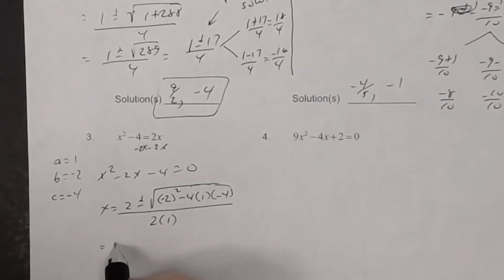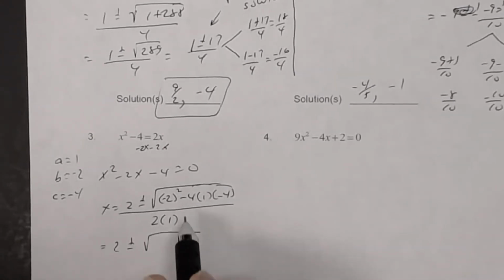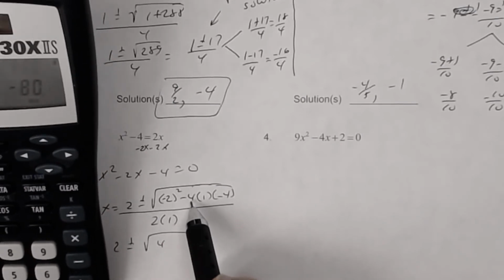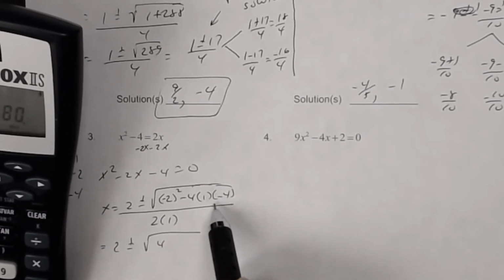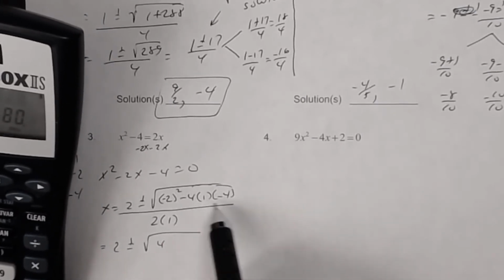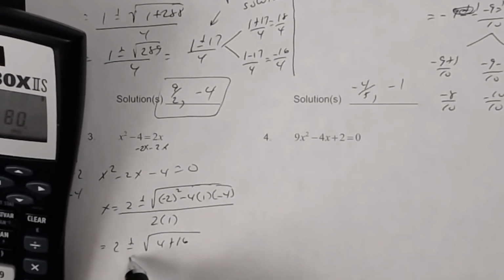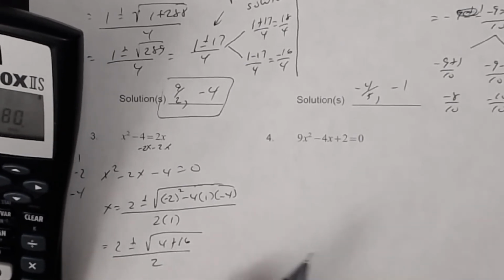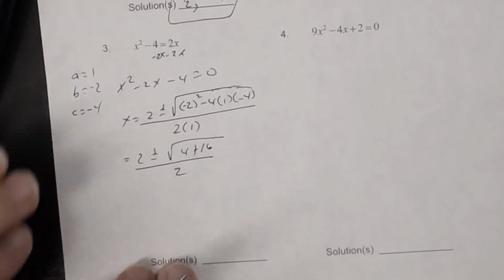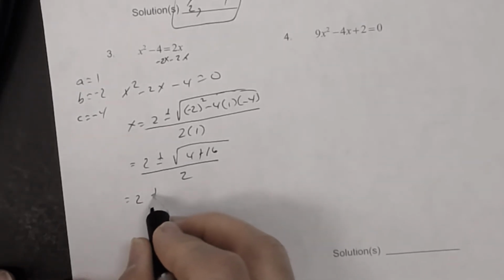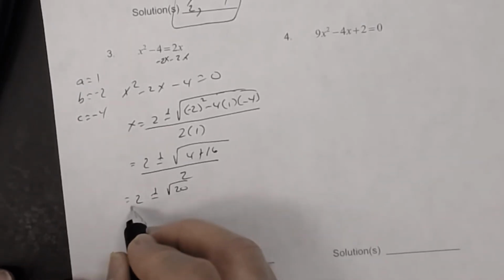So I get 2 plus or minus the square root of, let's simplify the radicand. Negative 2 times itself is 4, right? All right, let's look at this. What's a negative 4 times a positive 1 times a negative 4? Well, that's a positive 16. All divided by 2. So I get 2 plus or minus the square root of 20, all divided by 2, right?